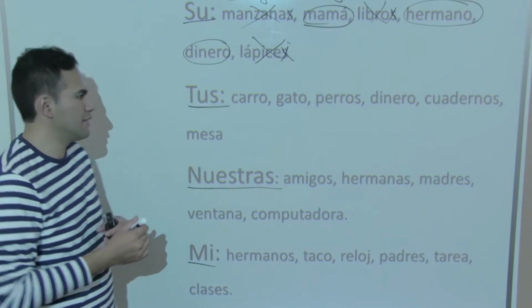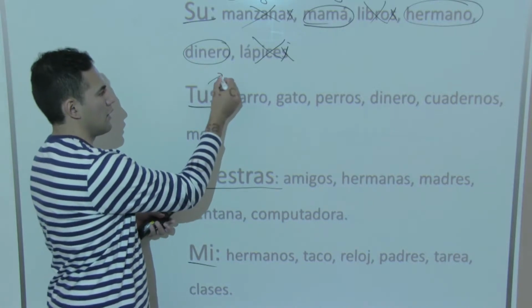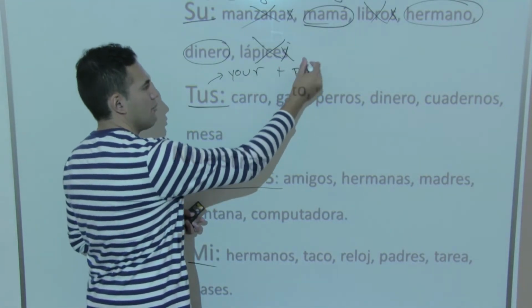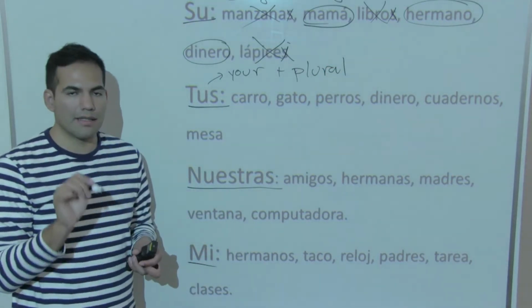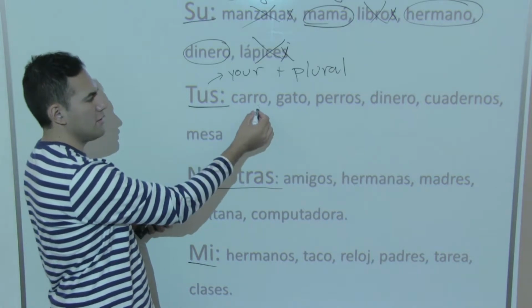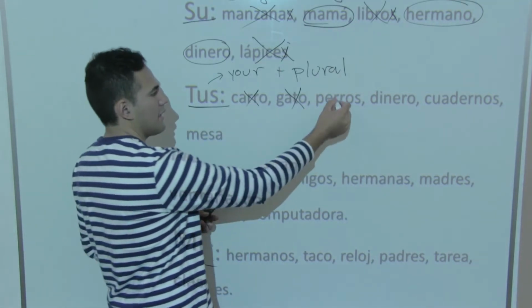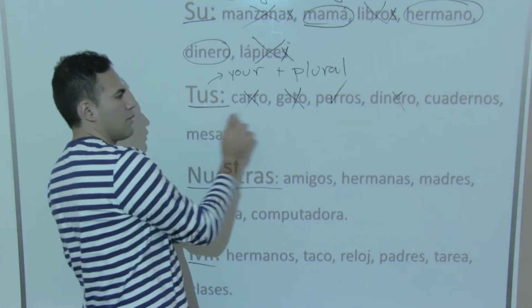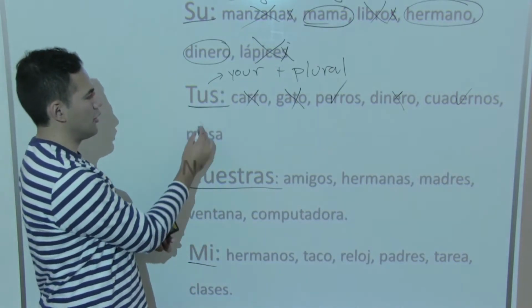Okay, so let's do this really quick. So tus stands for your, and it's a plural adjective. So we're going to select the ones that are plural. Tus carro, nope. Tus gato, no. Tus perros, yes. Tus dinero, no. Tus cuadernos, yes. Tus mesa, no.